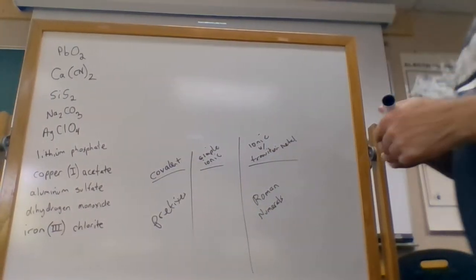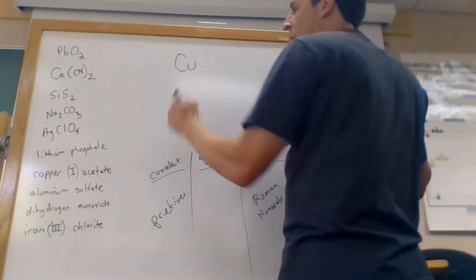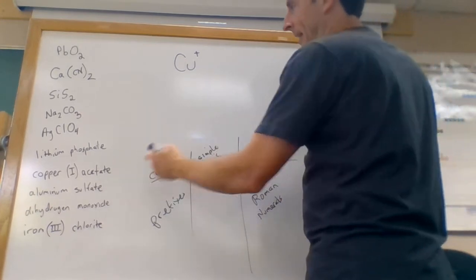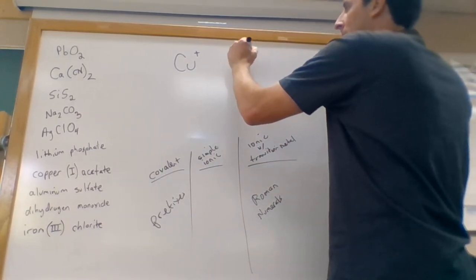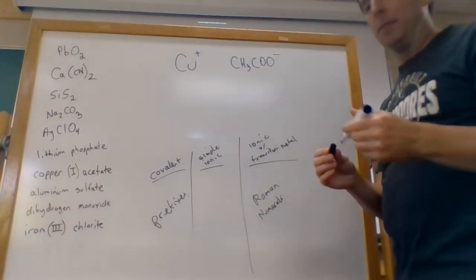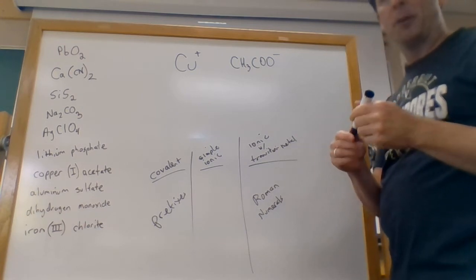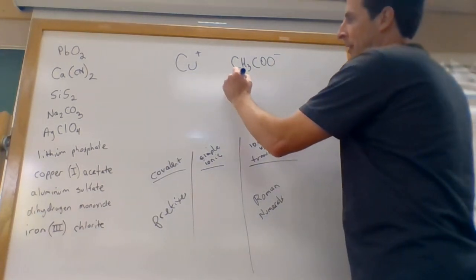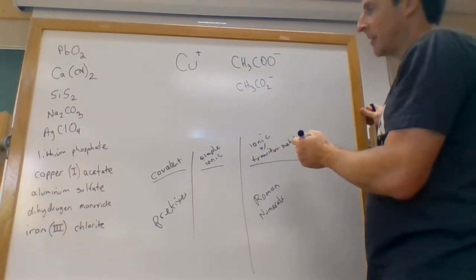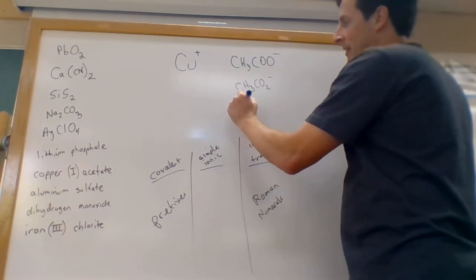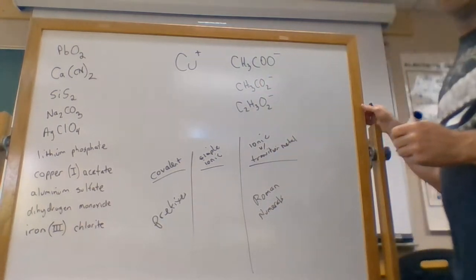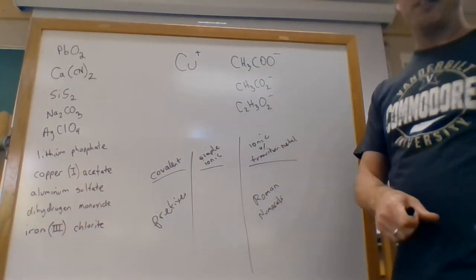All right, next one. Copper, Roman numeral 1, that tells me the charge is +1. Acetate, CH3COO minus. Now, I will say acetate's a weird one. There are several different ways it can be written. Sometimes you'll see them combine the two oxygens and it'll be CH3CO2 minus. That's fine. Sometimes they'll combine everything and have like C2H3O2 minus. Those are all okay for 1211.